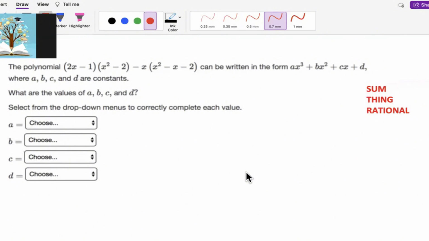So you can pause the video and try to solve it first by yourself. Then later you can come back, unpause the video and see the answer.